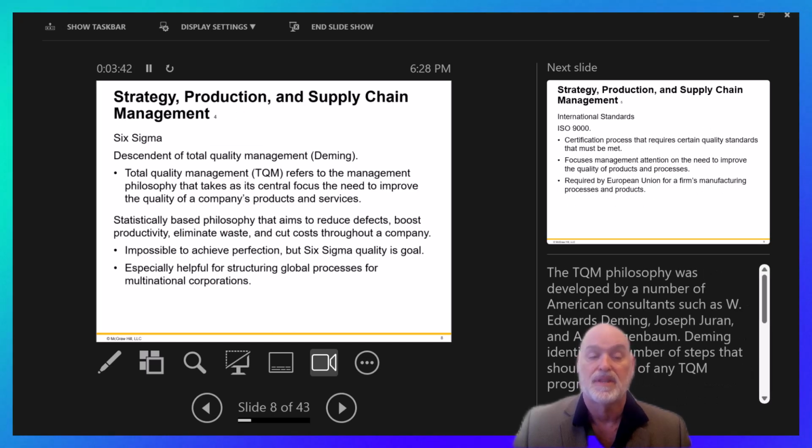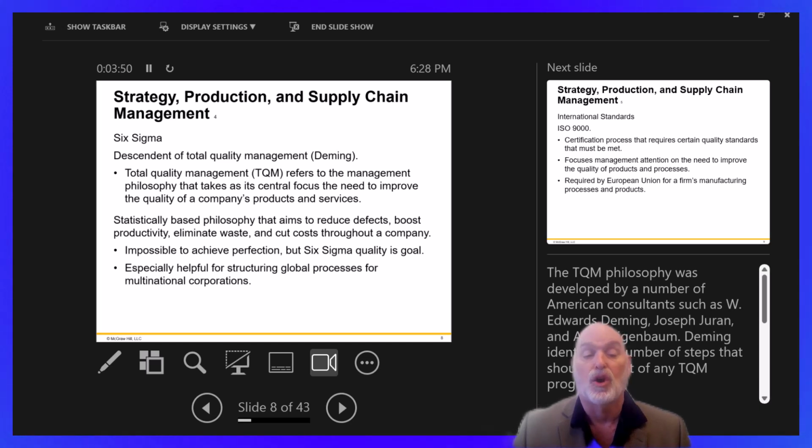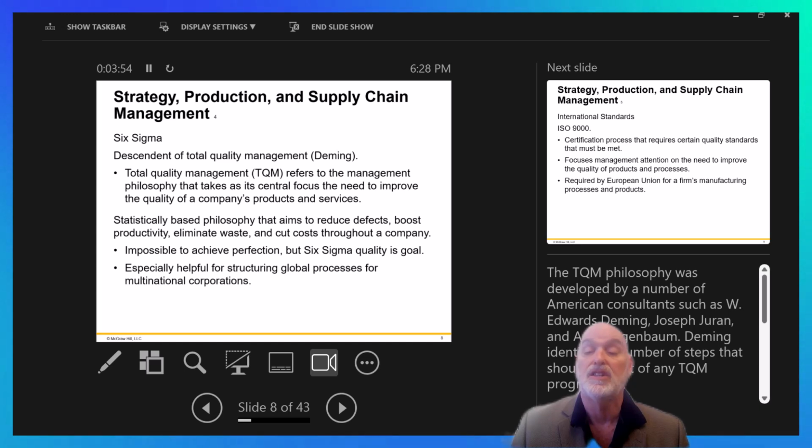Six Sigma. Six Sigma is the descendant of Total Quality Management, or TQM. It's from Dr. Deming. Total Quality Management refers to the management philosophy that takes as its central focus the need to improve the quality of a company's products and services. It's a statistically based philosophy that aims to reduce defects, boost productivity, eliminate waste, and cut costs throughout the organization. It's impossible to achieve perfection, but Six Sigma quality is the goal, especially helpful for structuring global processes for multinational corporations.